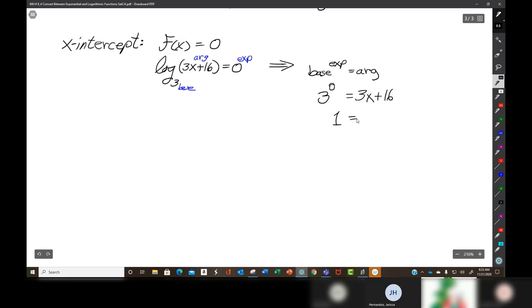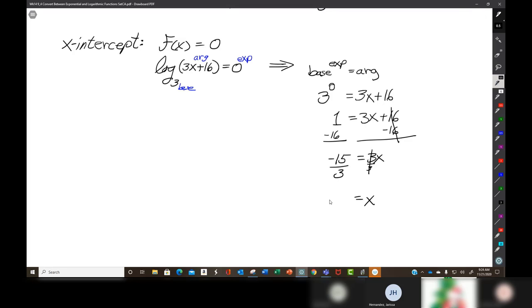Okay, 1 equals 3x plus 16. Now all we're going to do is solve for x. Minus 16, minus 16. 1 minus 16 is negative 15. Now to solve for x, I divide by 3. And I divide by 3, so x equals, well, 15 divided by 3 is 5, so this is going to be negative 5, because a negative number divided by a positive number is a negative number. The x-intercept is at negative 5, 0.